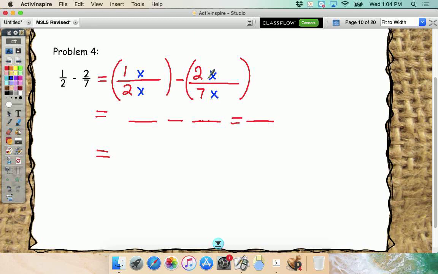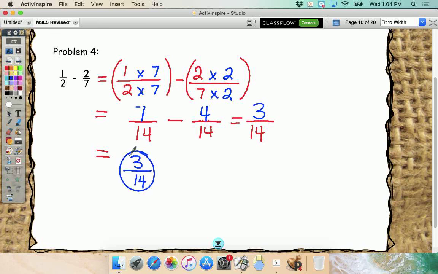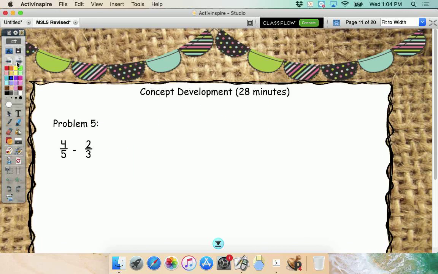Dominic, common denominator for 2 and 7. What's 2 times 7? 14. Okay, Braylee, help me out with the multiplying. 2 times 7 and 2 times 2 and 7 times 2. Good. So 7 minus 4 equals 3. What do you think of subtraction so far? Okay, is this the last problem? All right, let's do it.